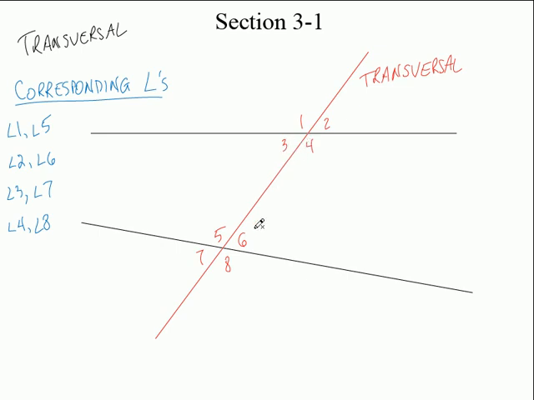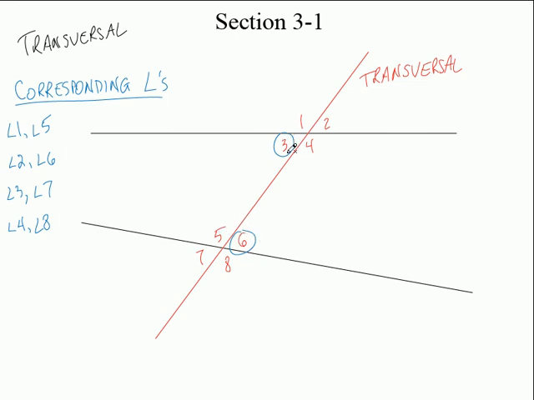Look at 3 and 6. Look at 3 and 6. There's actually a name for that relationship. They're what kind of angles, first of all? Well, what we just talked about, interior, right. They're interior angles, but watch. One's on one side of the transversal, one's on the other side. Well, so is 5 and 6, but they don't have the same relationship.